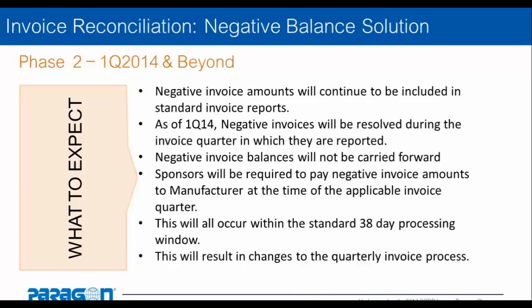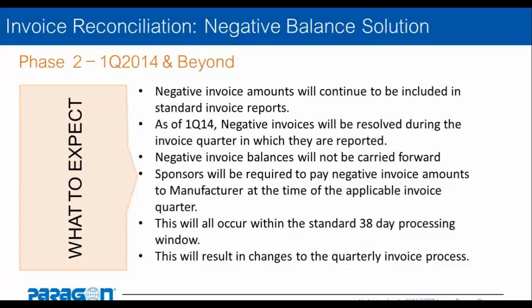As in the past, you will continue to see negative invoice amounts invoiced on the standard quarterly invoices. However, what is different is as of the 1Q14 invoice quarter, the balances for these negative invoices will be resolved within the quarter they are invoiced. They will not be carried over into future quarters. This will prevent the need to reconcile multiple quarters at a time as we saw in Phase 1.